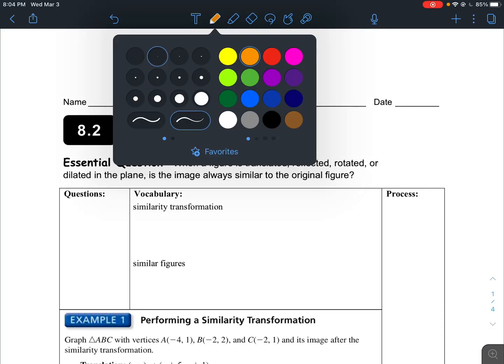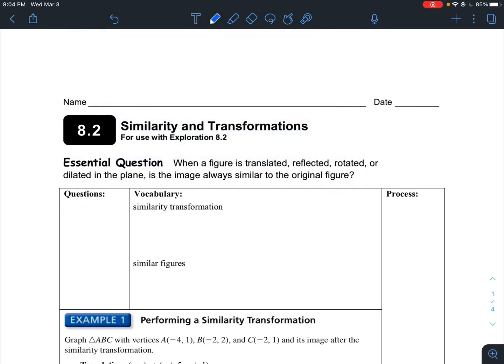Alright, we are moving into 8.2 after learning about 8.1, which was dilations. So we're going to learn about a couple more transformations in this video, and how to do multiple transformations for one figure. So let's talk about some definitions first.